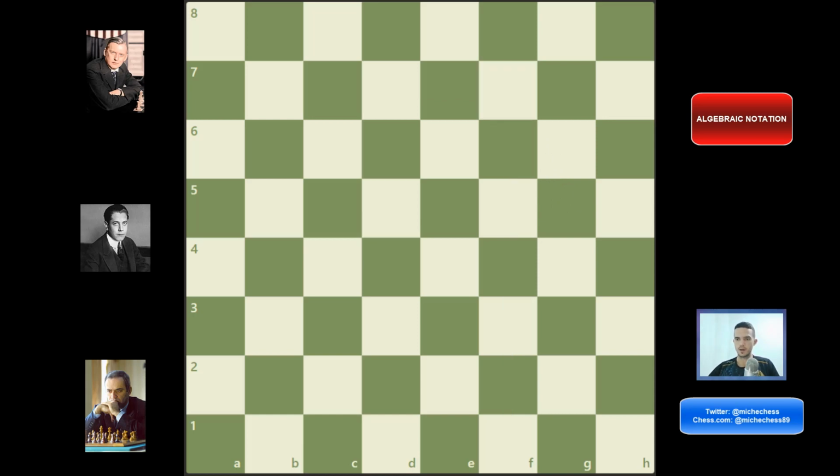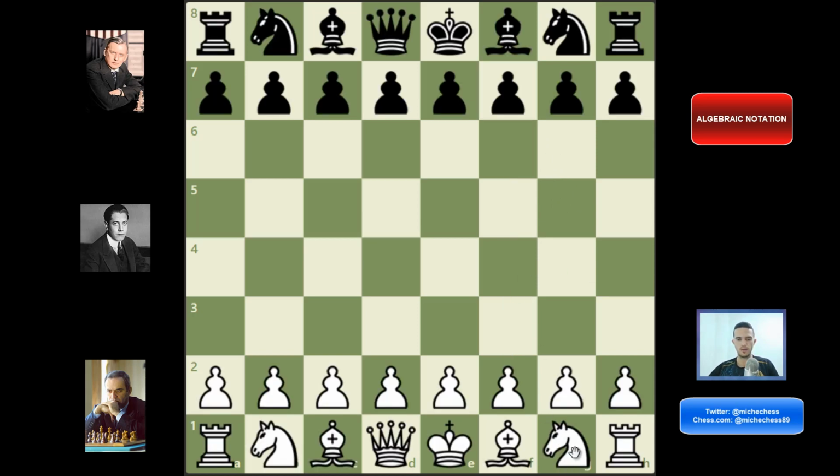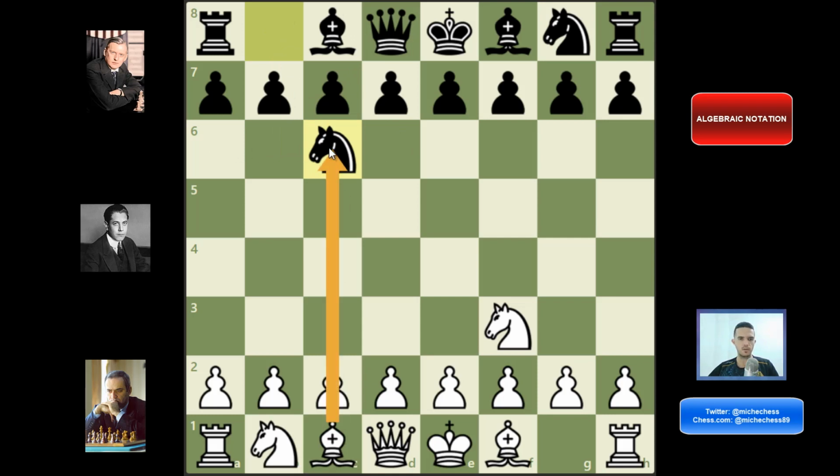For example, let's say we have the move knight here. We can say that this is the move knight F3 because this is the F file and this is rank number 3. And if black plays a knight over here, we can say that this is the move knight C6 because this is the C file and this is rank number 6.